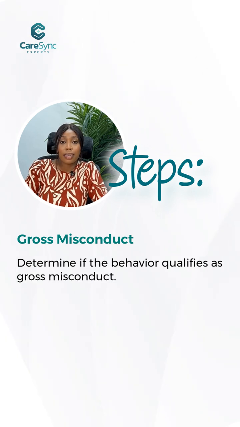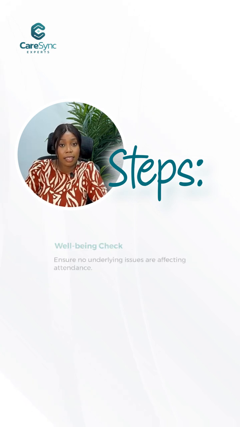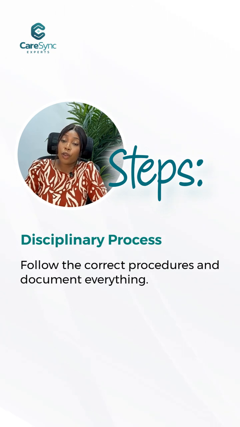So, to recap, check gross misconduct. Determine if the behaviour qualifies as gross misconduct. Conduct a wellbeing check to ensure no underlying issues are affecting attendance. The disciplinary process: follow the correct procedures and document everything.